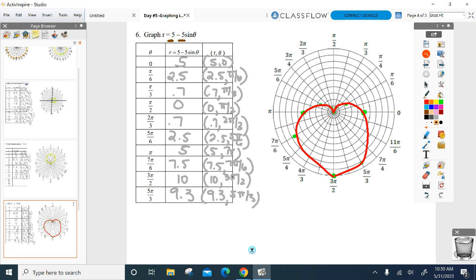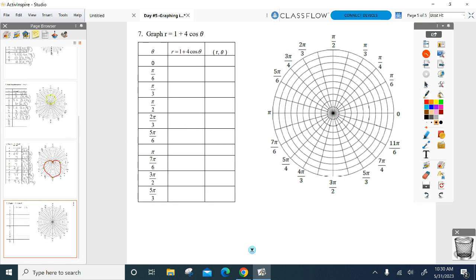All right? All good? Cardioid. When you add and subtract the same number. And then the last one we're going to do, that's not going to be a heart. I can tell you that because the numbers don't match. So we got another name for it. Watch this bad boy here.